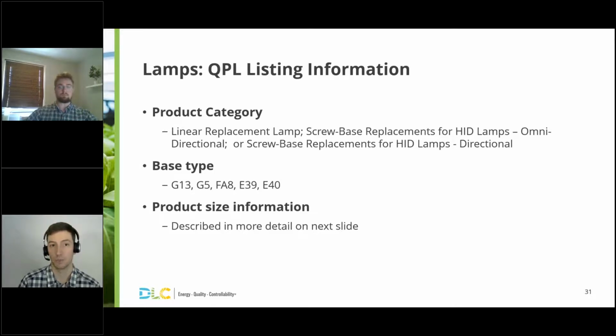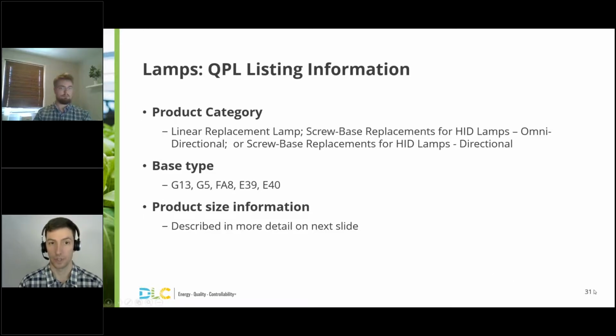However, MOGLEDs have two options. They will be listed either as screw base replacements, omnidirectional, or screw base replacements, directional. That's so QPL users can distinguish whether the lamp is omnidirectional or directional. Next, the base type will be listed. For TLEDs, we have three options: G13, G5, and FA8 for those single pin 8-foot lamps, and then E39 or E40 for the MOGLED base lamps.